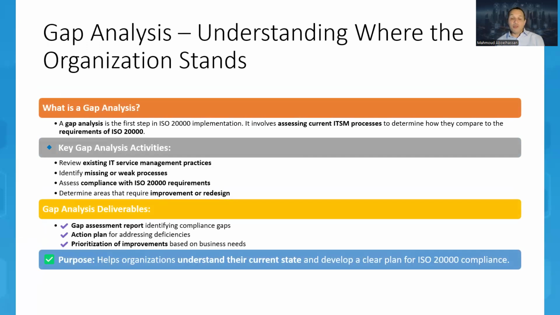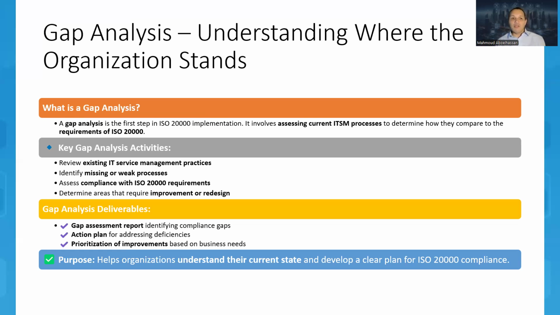Gap analysis is the first step in ISO 20000 implementation. The process involves assessing the current ITSM processes to determine how they compare to the requirements of ISO 20000. Gap analysis is concerned with the current state and the future state, the gap between them, and how you will fill in the gap.